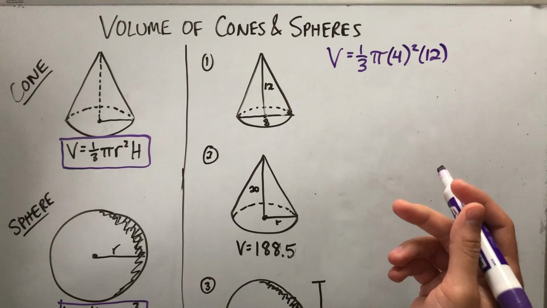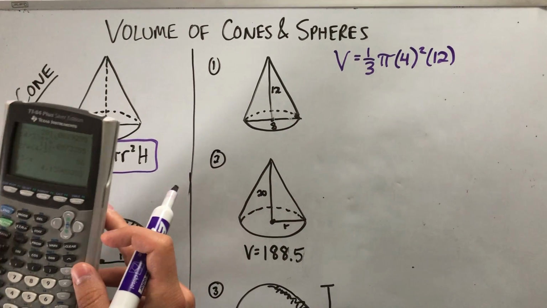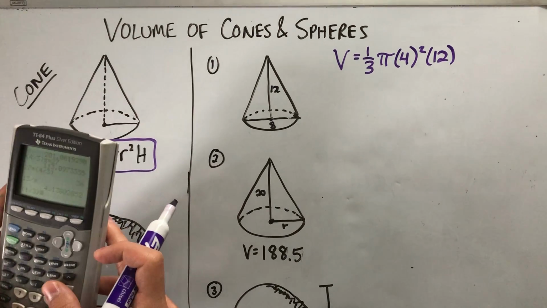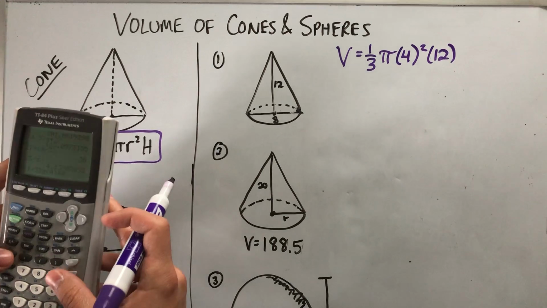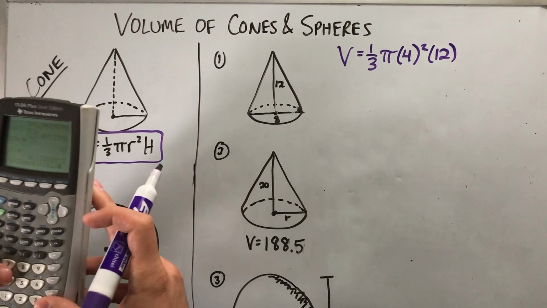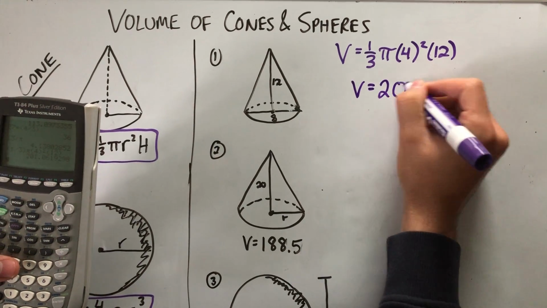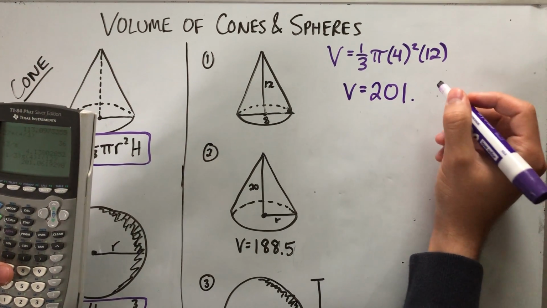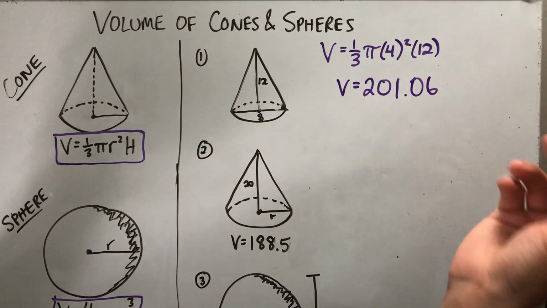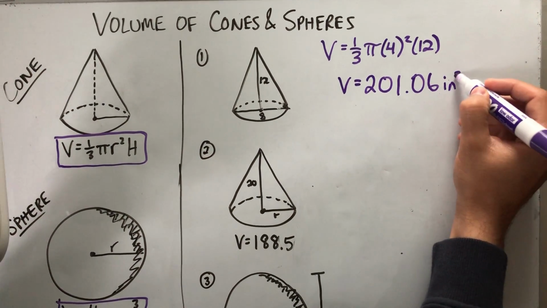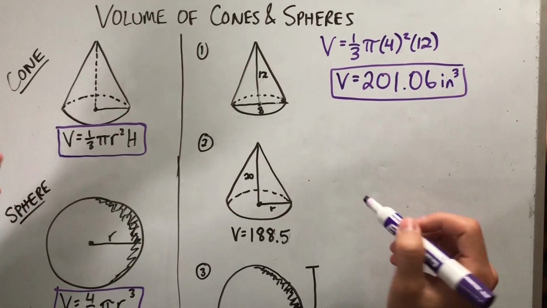And then you guys should have your calculator apps. You could honestly just put that whole thing into your calculator. I'm going to use my calculator, so 1/3 pi times 4 squared times 12. Volume of this cone should be 201.06. And let's say that the unit was inches. Why not? It would be inches cubed for volume. All right, so that's the volume of this cone.